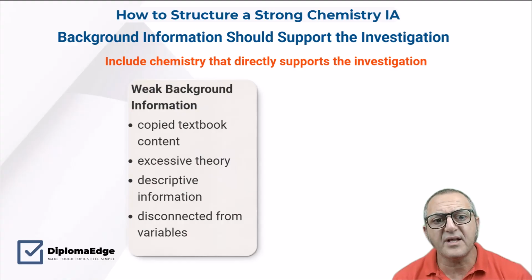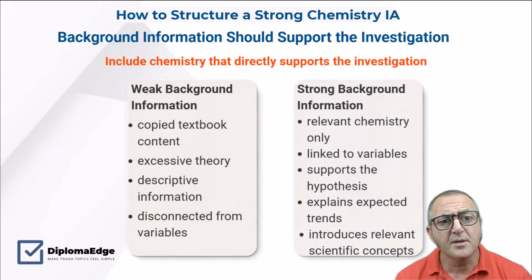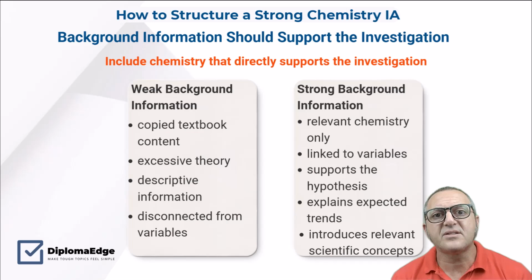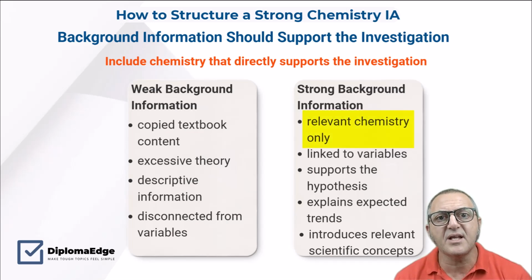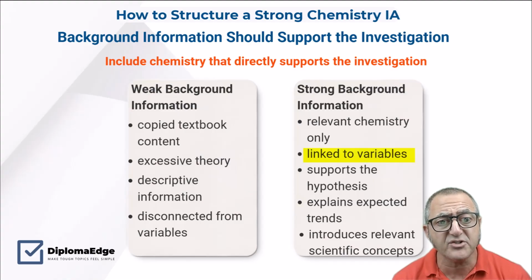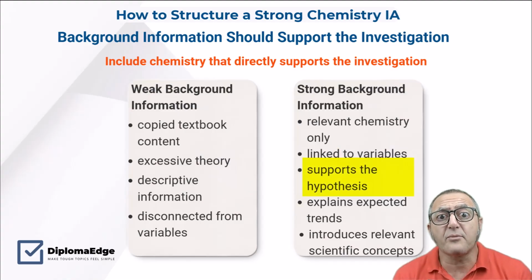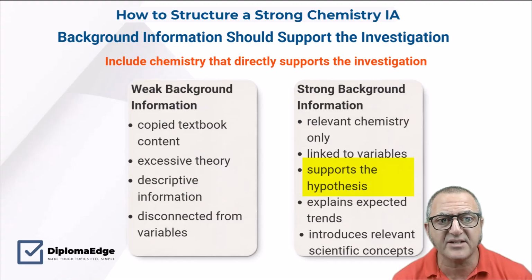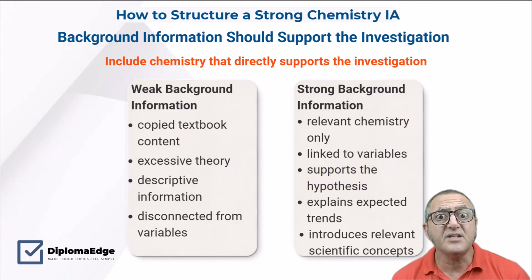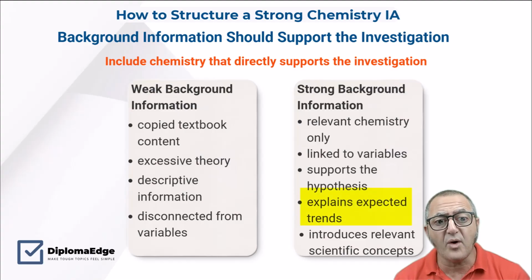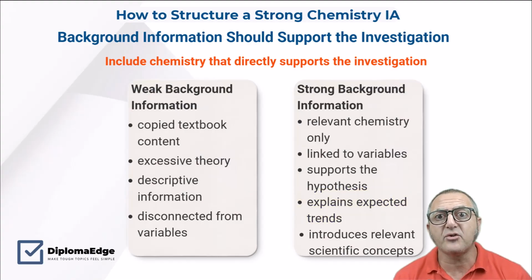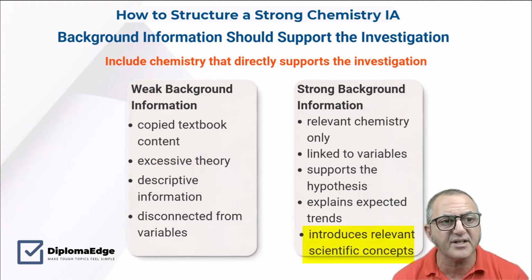Sometimes the theory is excessive, is very descriptive, and is not really connected to the variables. So a strong background information tells me what is the relevant chemistry to that research question, is linked to the variables that you are changing and measuring, and is going to support the formulation of the hypothesis, which is logically the next step. It needs to explain the expected trends that you are going to find, and is going to introduce chemistry concepts that are relevant to this particular investigation.